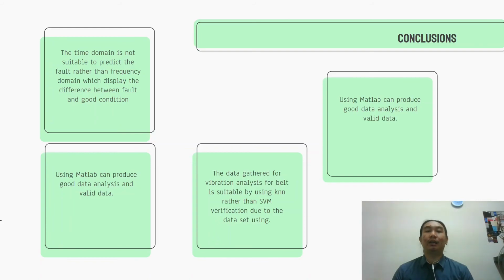Then the data gathered for regression analysis for BEP is suitable for KNN rather than SVM verification due to the dataset. So the dataset used for this test is better verified by KNN rather than SVM. Lastly, using MATLAB can produce good data.